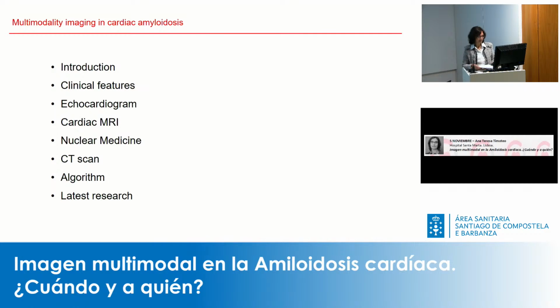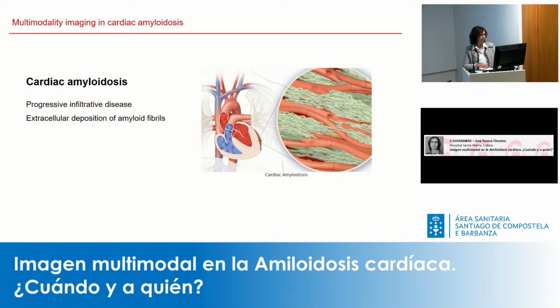This is the summary of my presentation. Well, cardiac amyloidosis is a progressive infiltrative disease that affects several organs and tissues, such as the liver, the kidney, the peripheral nerves, and there is essentially an extracellular deposition of amyloid fibrils.